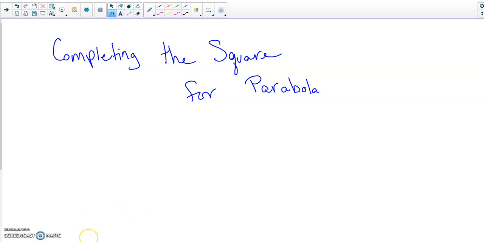Hey guys, so what we're going to do here is work on completing the square for parabolas. Okay, so we're just going to go straight in. Remember, our whole goal is to get into this format: something squared equals 4p times something. So this is our end goal here. Okay, so we're going to do a problem.